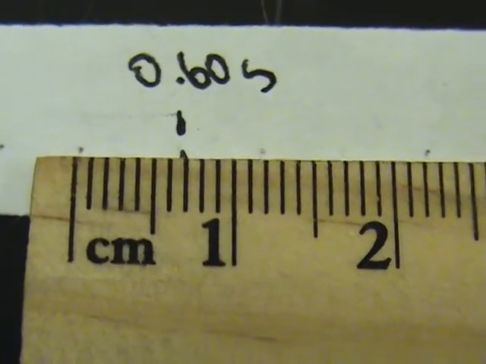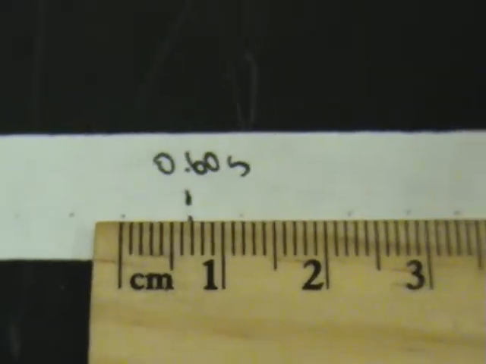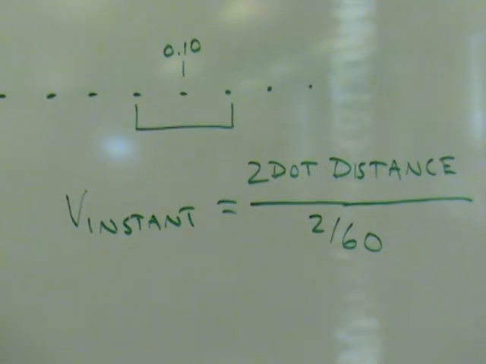Okay, so now you guys have all of your data. You already have the formula. You're going to take that 2 dot distance and divide by 2/60 of a second, and that's going to give you the speed for each one of these little time intervals. And then you can make your BT graph. And you'll be able to see, was this vehicle traveling at a constant velocity?